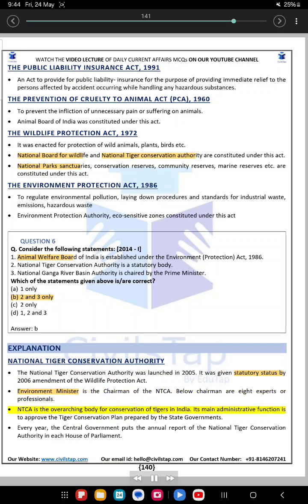NTCA is the overarching body for conservation of tigers in India. Its main administrative function is to approve the tiger conservation plan prepared by the state governments. Every year, the central government puts the annual report of the National Tiger Conservation Authority in each House of Parliament.